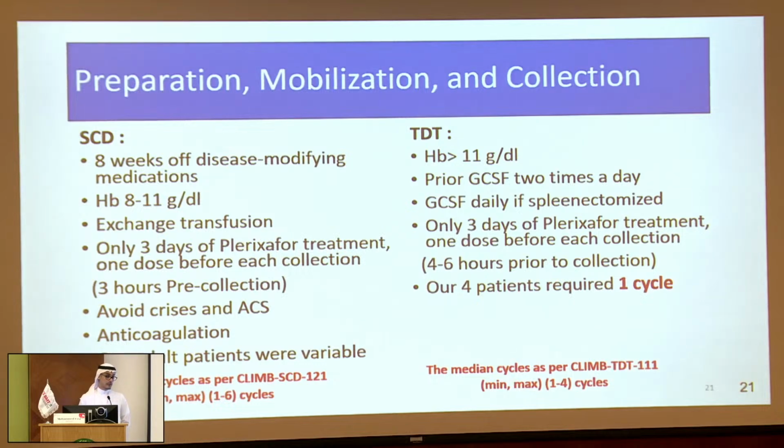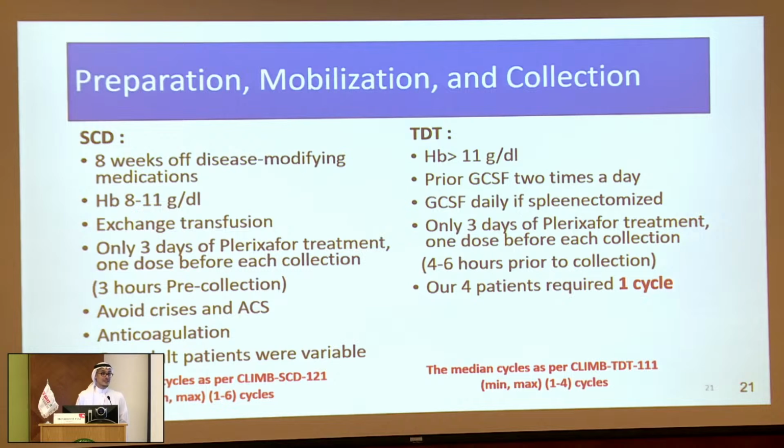Those all help to increase the yield of the collection, because you want to reach around the maximum that you could get. The target is around 15 to 20 million. If you reach it, that's good, because 15 to 20 million per kg of CD34 is not easy to get.